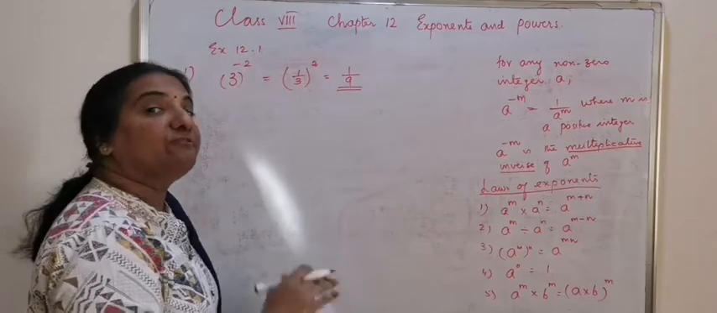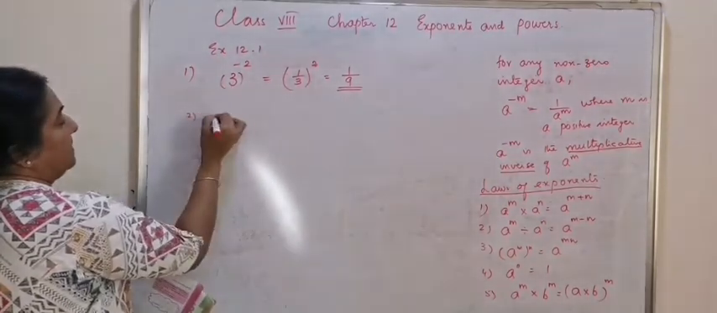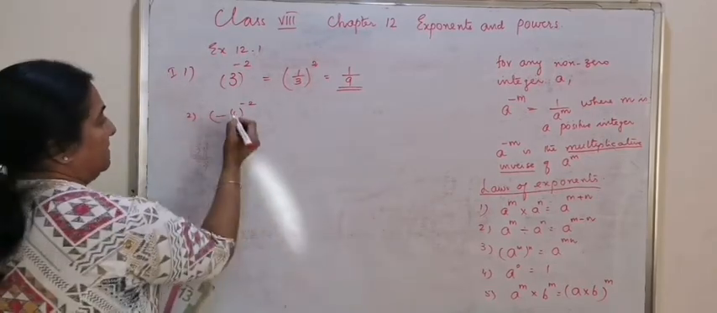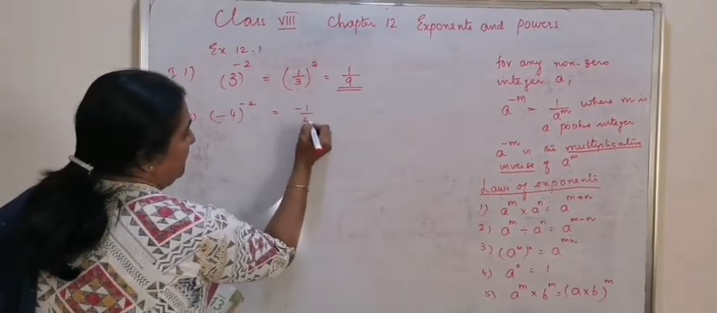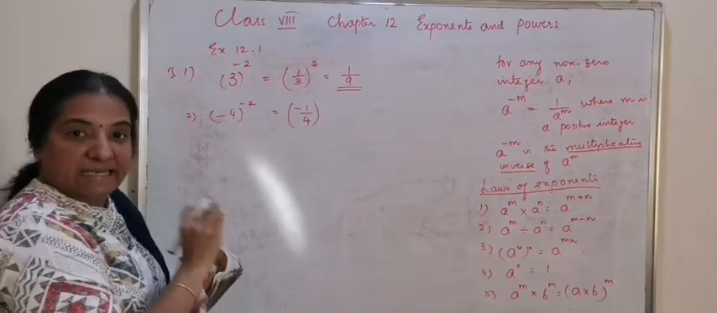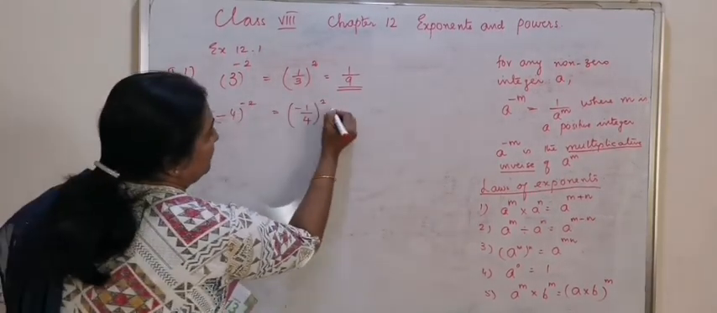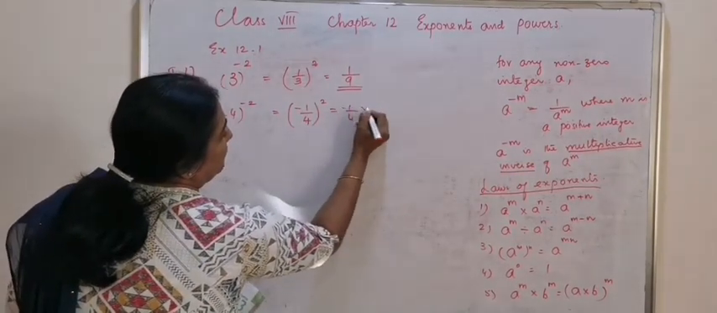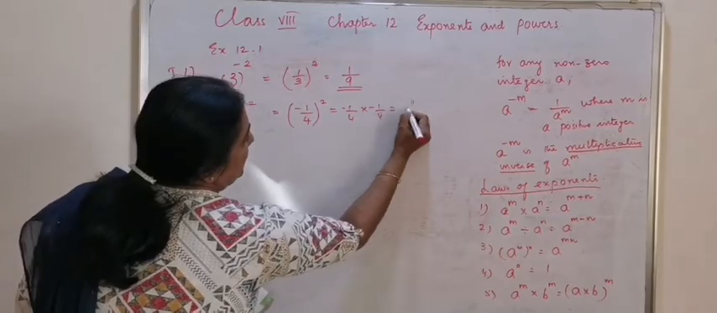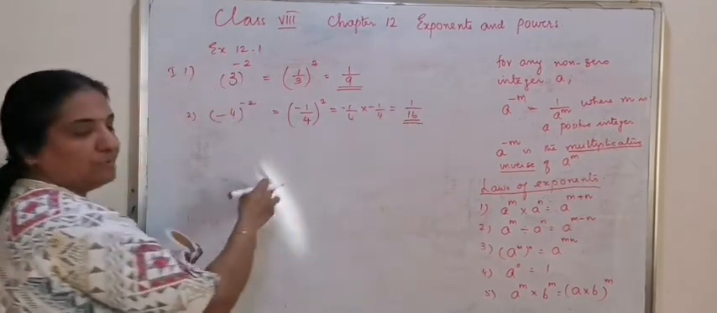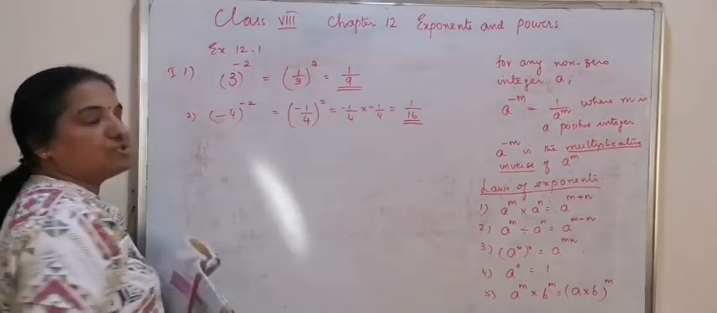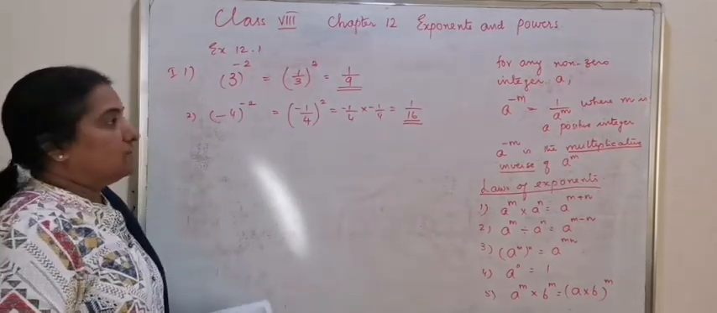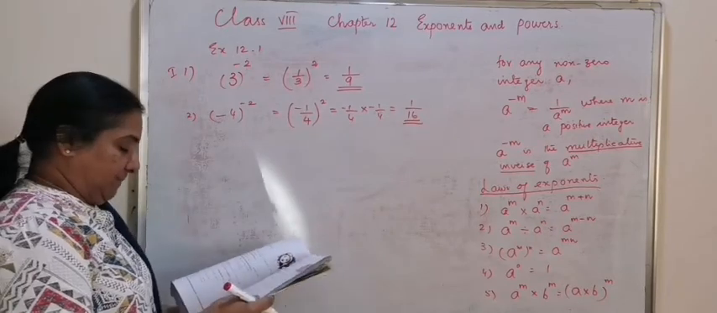Minus 4 to the power of minus 2. Minus 4 will be taken as minus 1 by 4. The negative remains as negative to the power of positive 2. Minus 1 by 4 means minus 1 by 4 into minus 1 by 4 is positive 1 by 16. Or you can take it as minus 1 the whole square is positive 1. 4 square is 16. So the answer is 1 by 16.